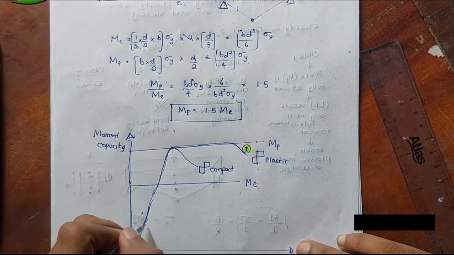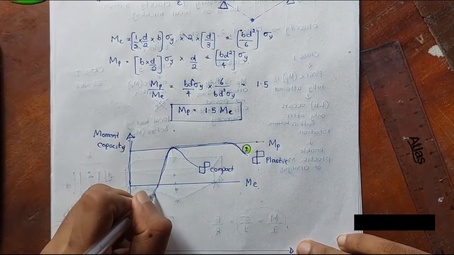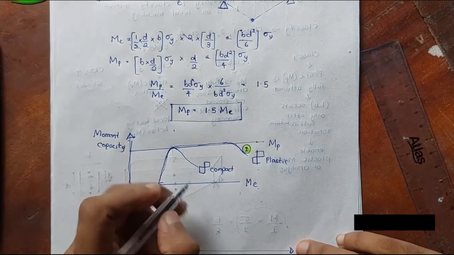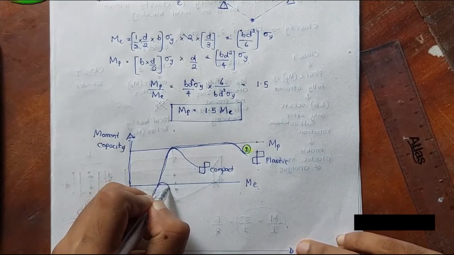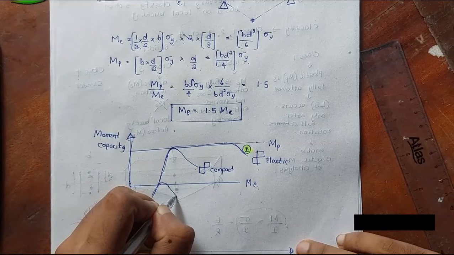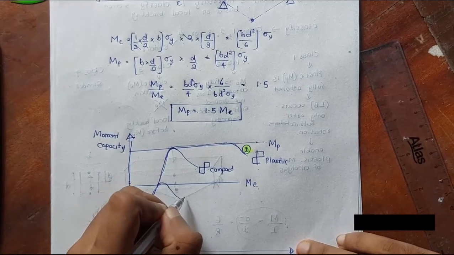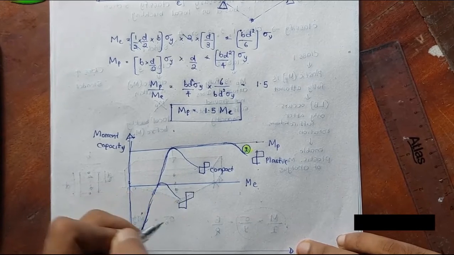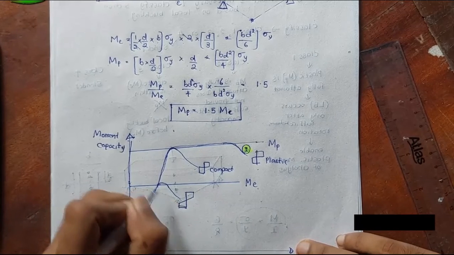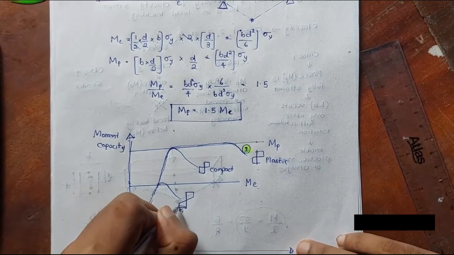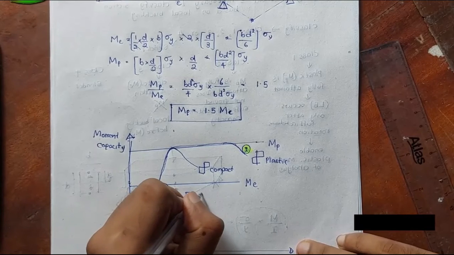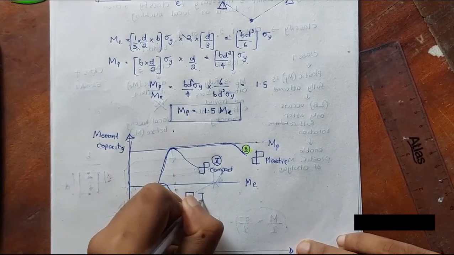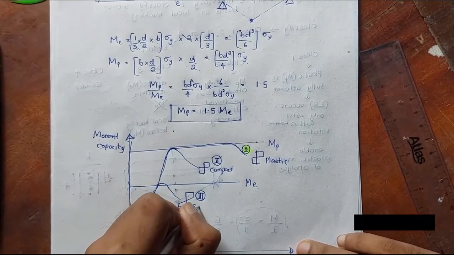Class 3 sections reach the elastic limit but do not go to the plastic limit because of local buckling. This will give you some behavior like this. It will reach sigma y but does not go to fully plastic. So this is class 2, this is class 3, and we call it semi-compact.